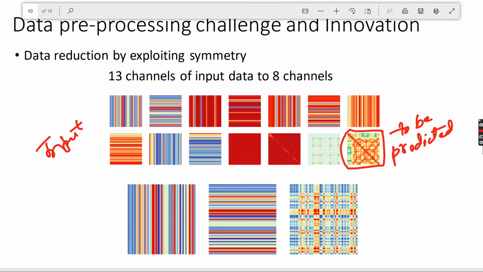Realize the fact that these two, the first one and the second one, are transposes of each other, and similarly it happens for 5 pairs. So we use this symmetry property to our benefit and convert these two channels into one channel image, which finally results in a dimensional reduction of the input.